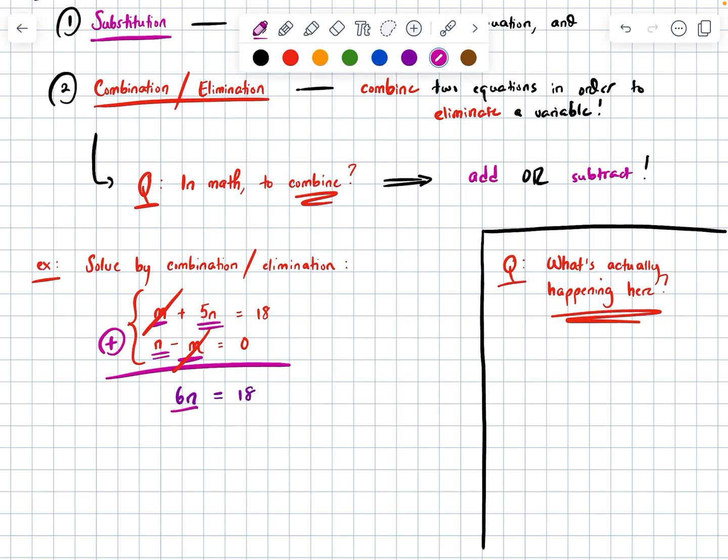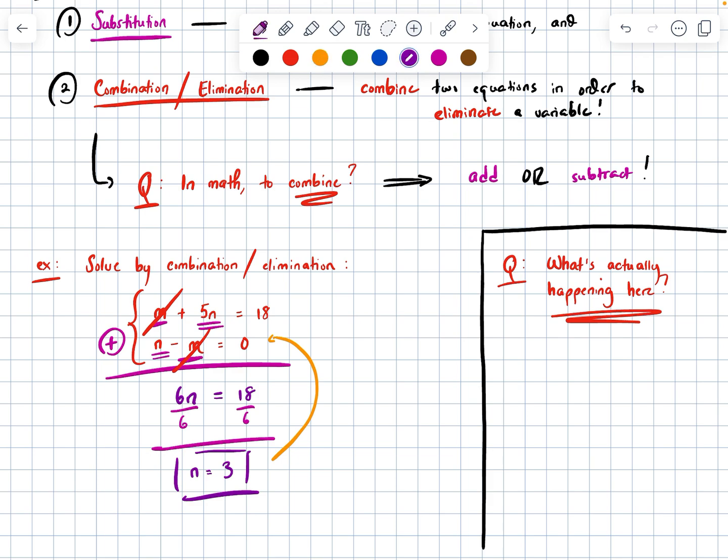And from here, if I want to solve for n, the only thing left for me to do is divide by 6. Dividing both sides by 6 shows me that n is equal to 3. And from here, now that I have a value of n, all I need to do is use it to find the value of m. So I'm going to take this guy. Let's use the bottom equation.